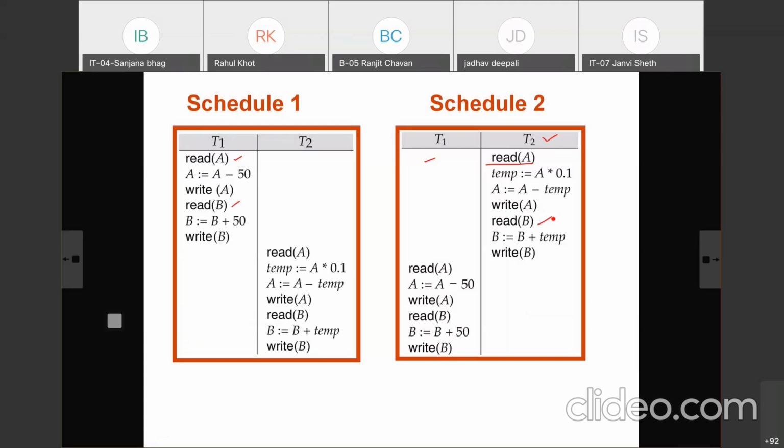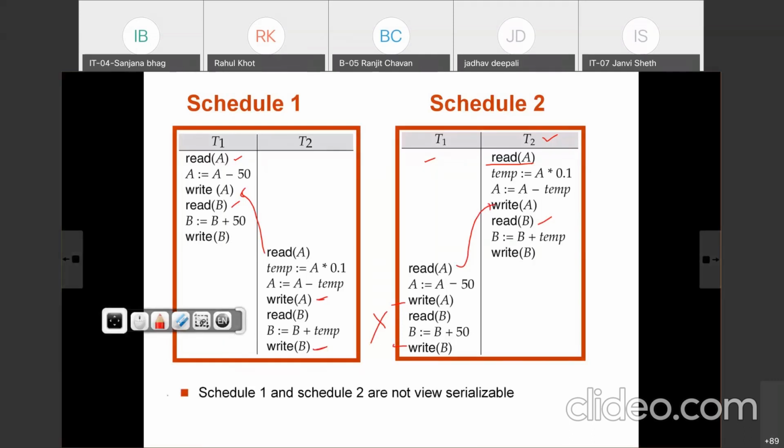All the three conditions must be satisfied. The second is also not satisfied here. Here T2 reads the value of A which is written by T1. Here T1 reads the value of A which is written by T2, the opposite. So the second condition is also not satisfied. The third is also not satisfied. Here T2 performs the final write A and final write B, while here T1 performs the final write A and final write B. So all three conditions are not satisfied, and that's why it is not view serializable. Is it clear? Schedule 1 and schedule 2 are both not view serializable.